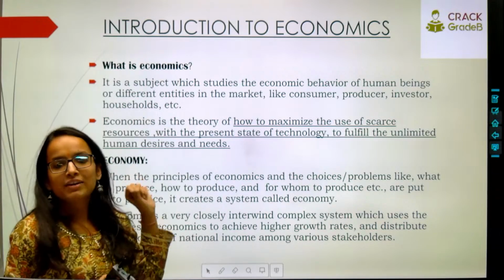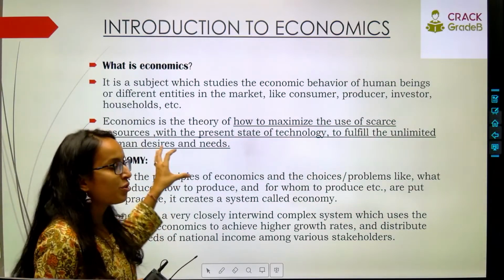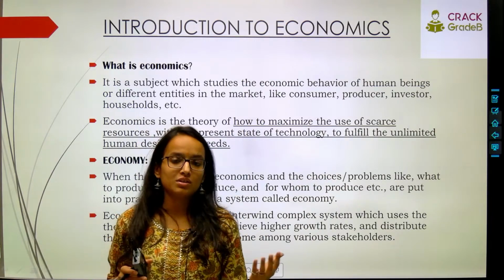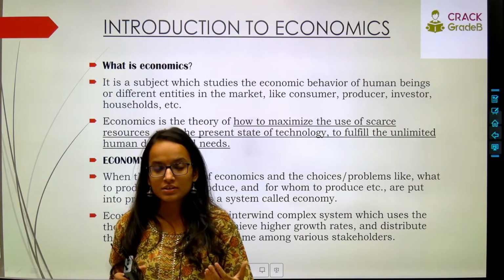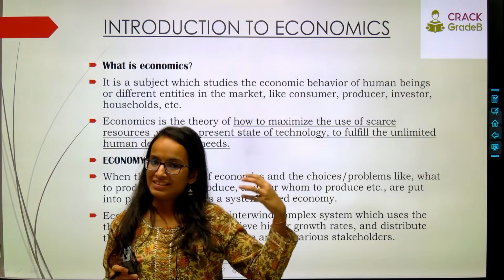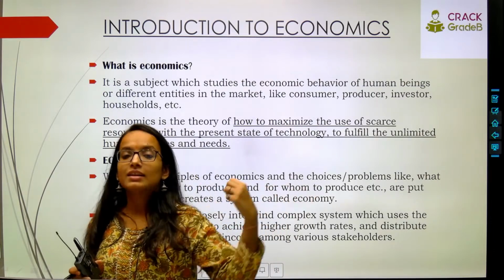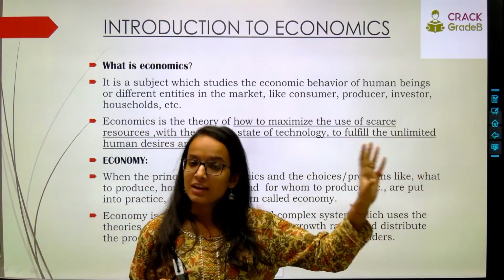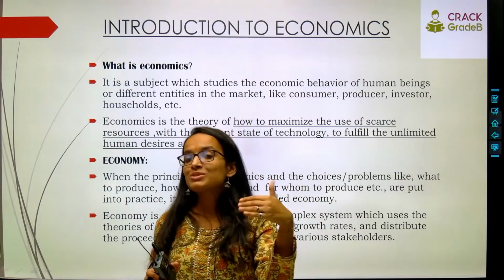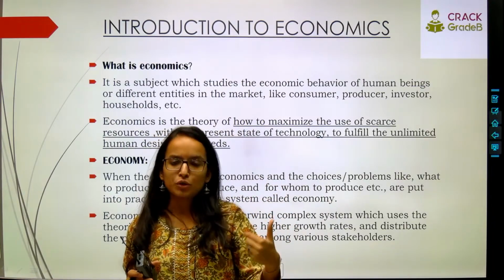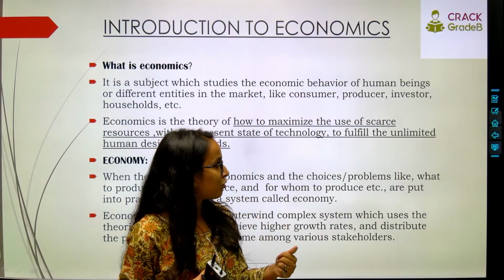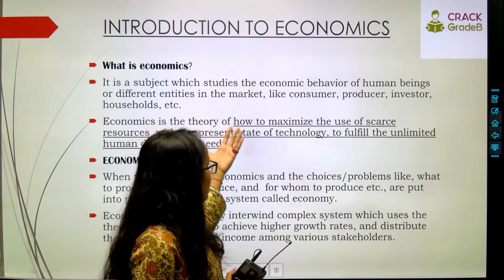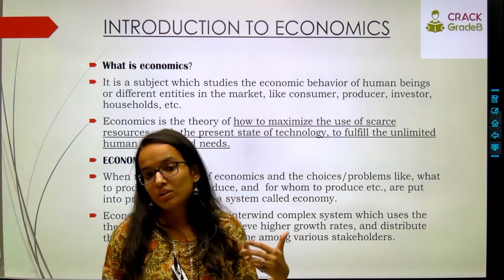So first, let's try to understand what economics is. Economics is basically a subject which tries to understand the behavior of different stakeholders. Now, when I say stakeholders, I mean the consumer, the producer, the investor, the households, the government, because government is also a consumer, government is also a producer, and government is also an investor, depending upon the role which the government plays in the economy. Now, why do I say that economics is a subject which tries to study the behavior of all these stakeholders?